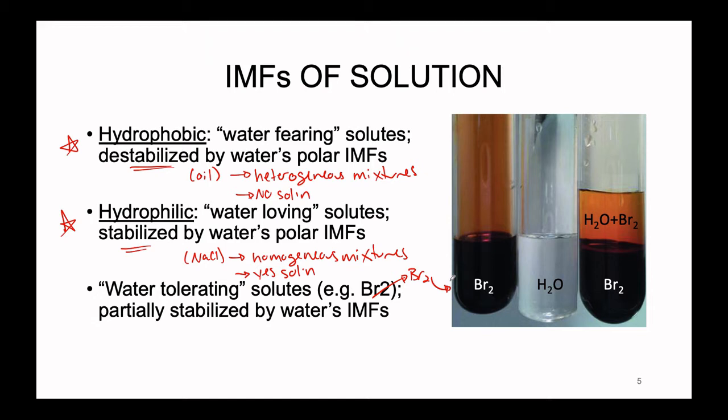So let's look at this picture on the right, and we can use our skills of inference to determine what's happening here. So bromine is one of the two naturally occurring liquid elements on the periodic table. The other is mercury.